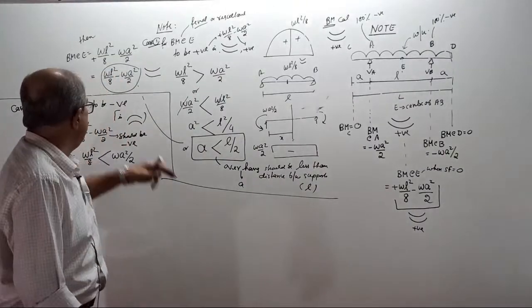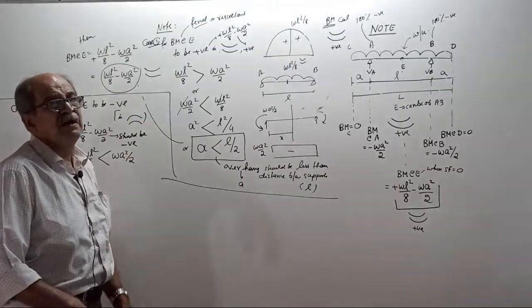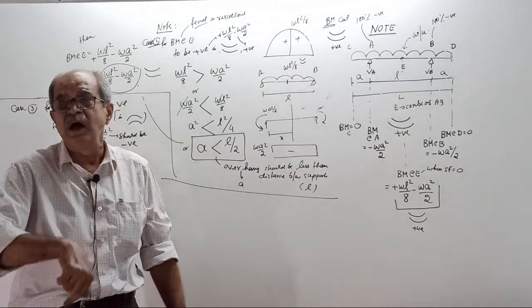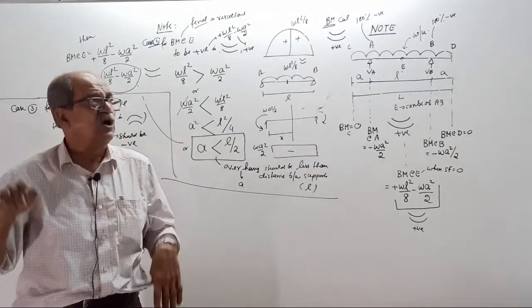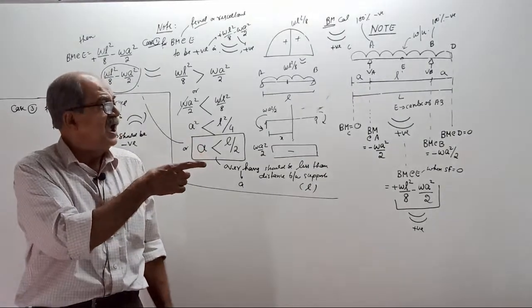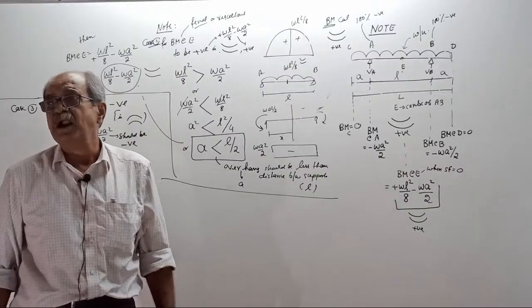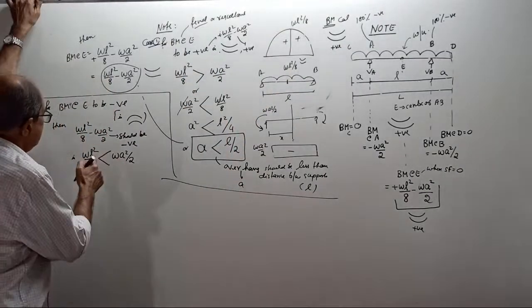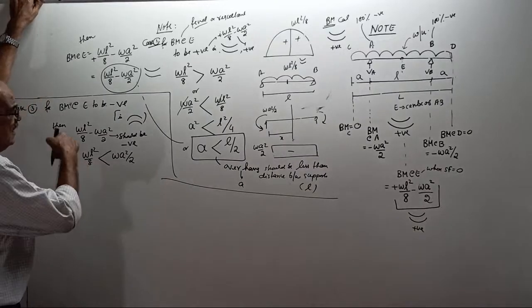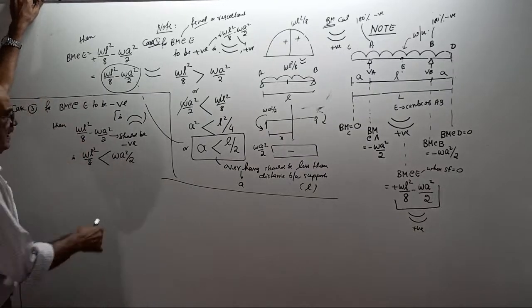People are unnecessarily commenting, span bending, overhang bending, new terms. Yes, new terms from me. What have my students understood? You understood or not? I understood, keep quiet then. Don't understand, then you don't know the subject. That's all. WL square by 8, span bending, should be less than overhang bending.